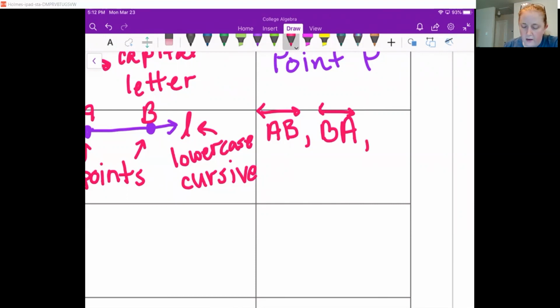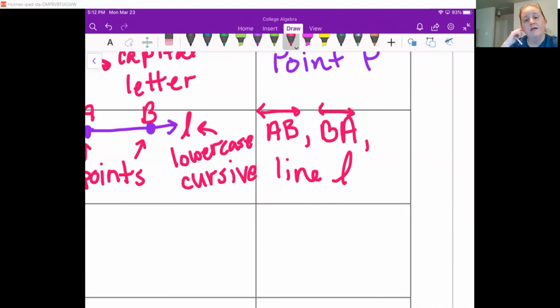The other option we have is to physically use the word line with that lowercase cursive letter. That's your other option. Okay, and that's the only ways we can name these, either with the symbol and 2 points or with the word line and the lowercase cursive letter.